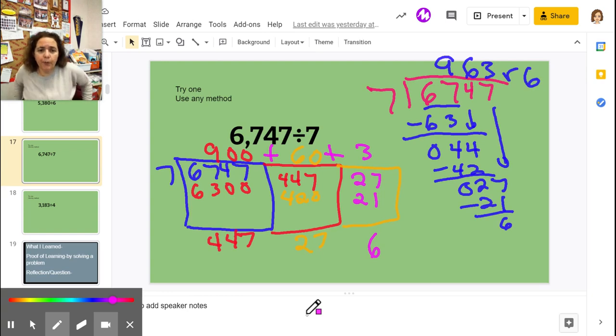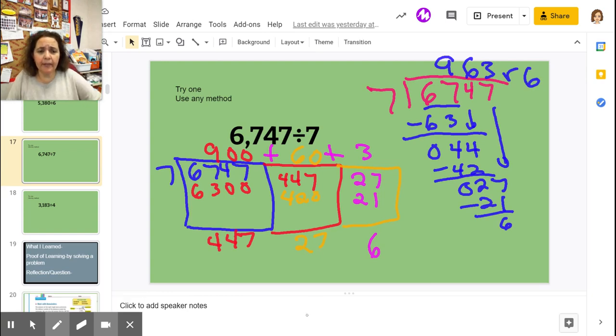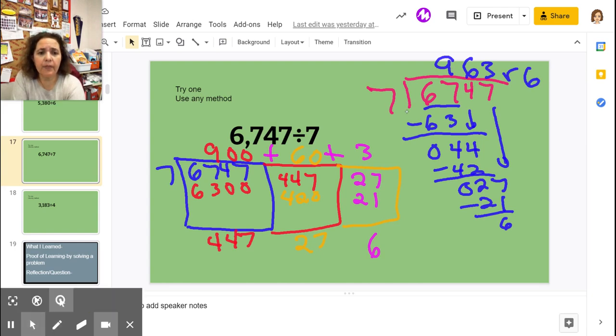Okay, so I did it digit by digit. 7 doesn't go into 6, but I did 67. So 7 goes into 67 9 times. 9 times 7 is 63. 7 take away 3 is 4. 6 take away 6 is 0. Is 4 less than 7? Yes. So bring down my 4. 7 goes into 44 6 times.